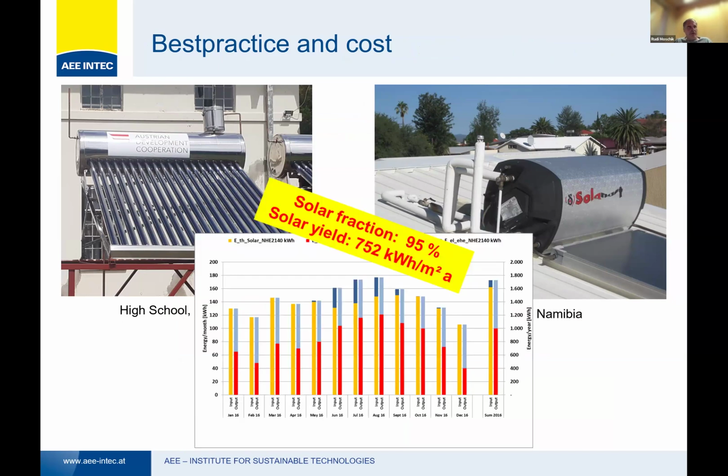We have quite high solar resource nearly all over Africa, and we have done a lot of evaluation and monitoring. We can work with a solar yield of more than 750 kilowatt hours per square meter and year, and with much better climatic conditions compared to Europe and China, we can easily reach a solar fraction of 95, sometimes 100%.